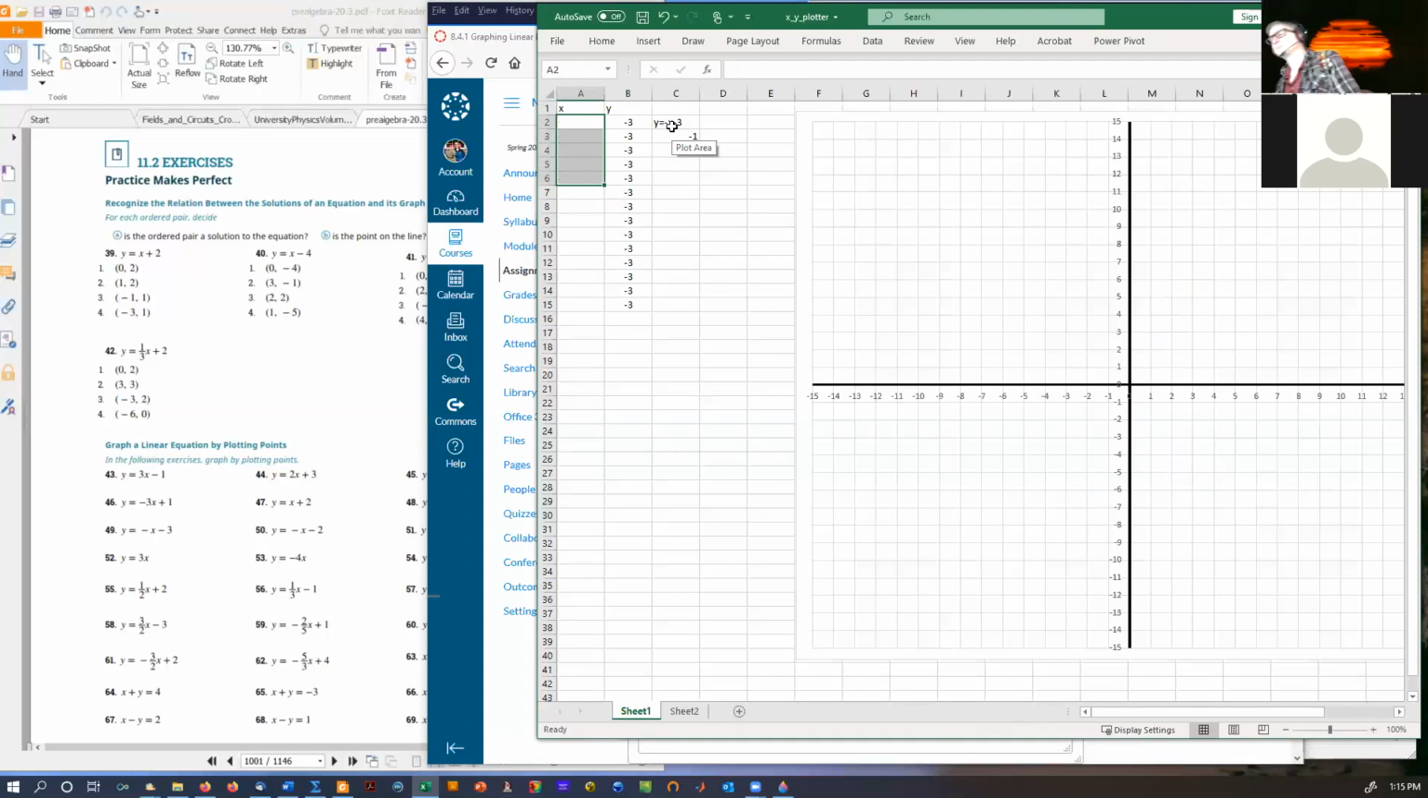All right. So let's plot some points. So again, start off with 0. X equals 0. Y equals -3, right? Let's try 1. Y equals -4. What about 3? Y equals -6. What about minus 3? There. Okay.